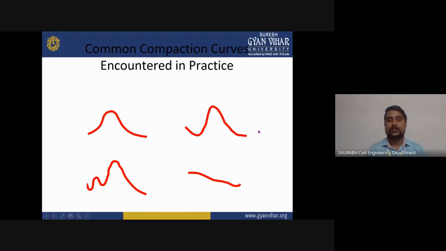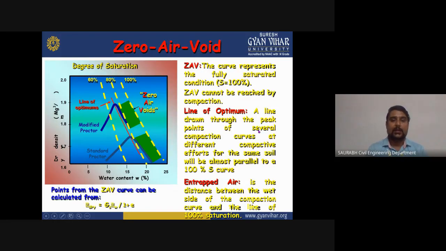Now you can see this is the curve which you will get during the compaction of a soil. Now we will see what the zero air voids is. As you can see here, the figure shows the dry density and water content relationship, and this is also known as the degree of saturation graph. And ZAV, as you can see here, is known as zero air voids. The curve represents the fully saturated condition, where S will be equal to 100%, and ZAV cannot be reached by compaction.